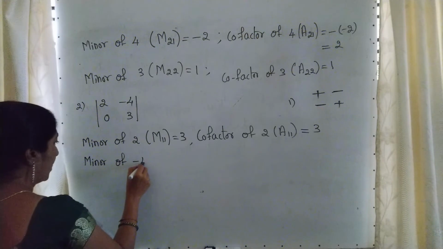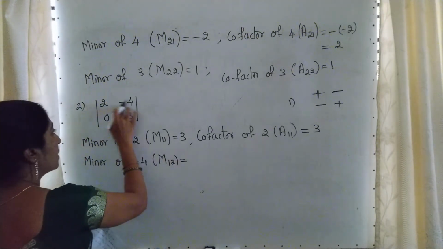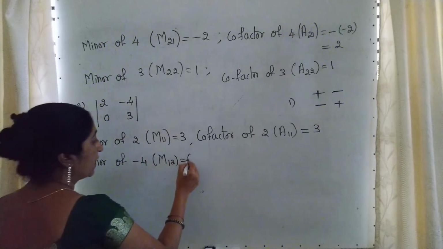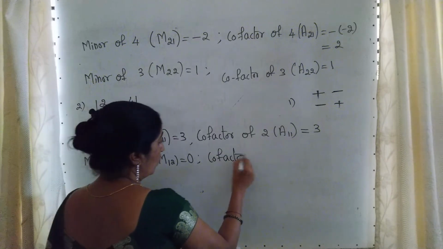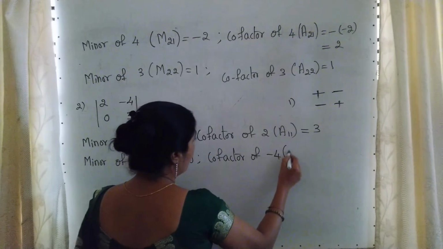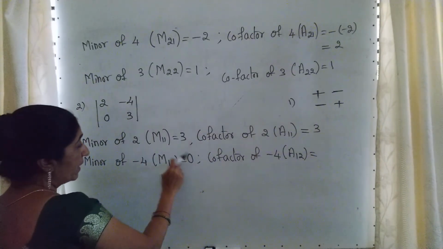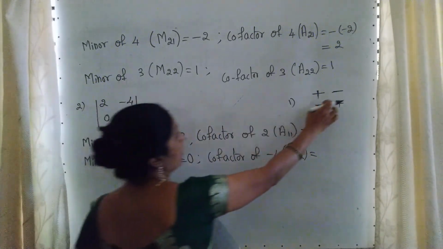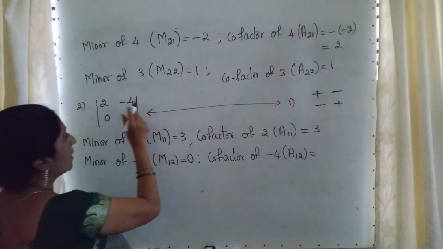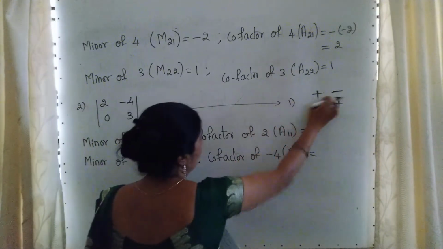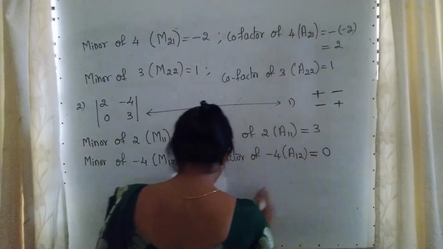Next, minor of minus 4, that is M12, first row, second column. It lies in first row, second column. The remaining element is 0. Next, cofactor of minus 4, that is A12. Here the 0, and in place of this minus 4 we have a negative sign. Compare these two. In place of minus 4 we have a 0, but for 0 we are not writing a sign. Simply we are writing 0.